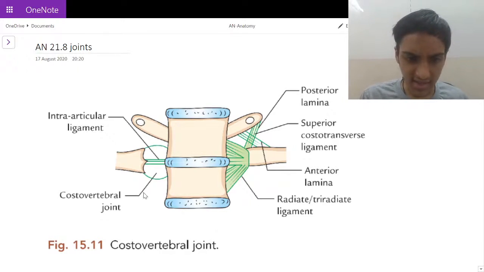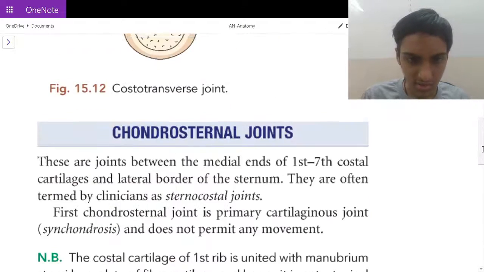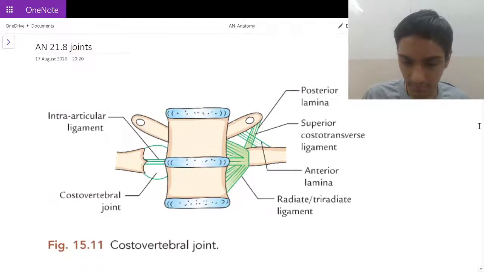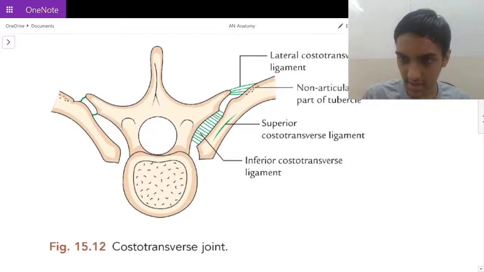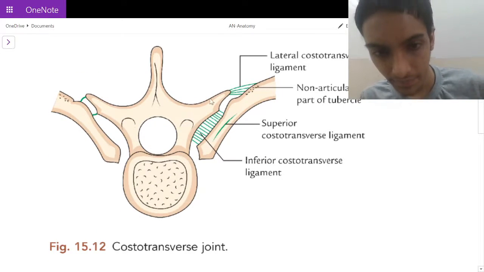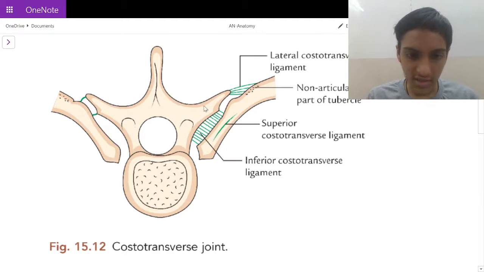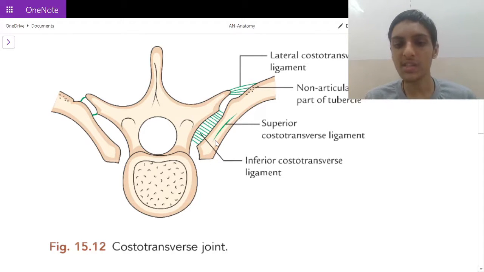Okay. So we can see costovertebral. So what is the meaning? Here this is the costal cartilage and this is the vertebra. That is the costovertebral joint. Next, coming to the costotransverse joint. It is a joint formed by the costal cartilage and the transverse process of the vertebra.